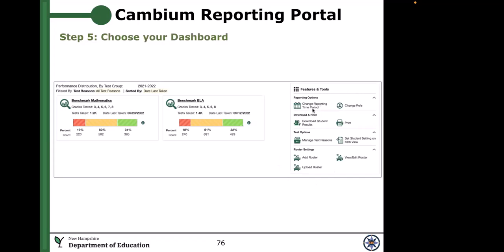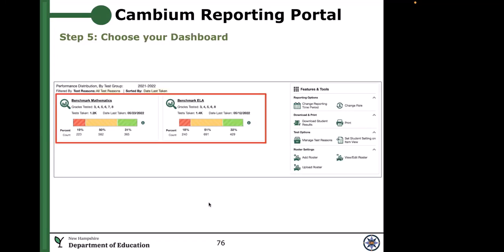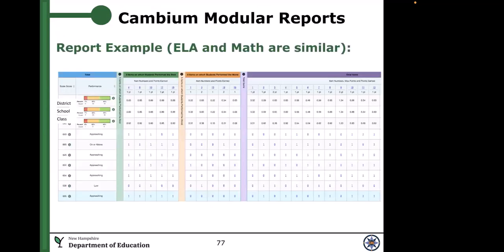If you wanted to change your reporting time period, and look right here, I'm looking at last year instead of this year. If you wanted to print anything or download student results, you could do it from here. But if you just wanted to look at the assessment information, you would click on either one of these areas, whether you're looking at ELA or math, and then you would be able to pull up a specific report. This is a student level report.